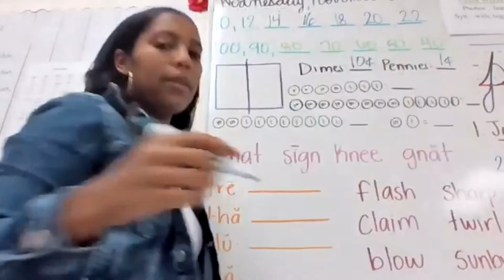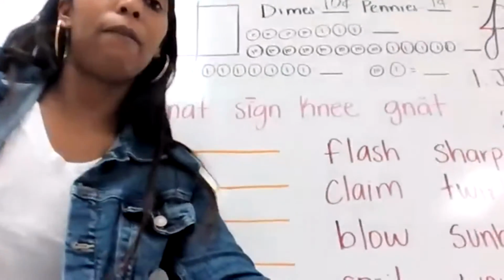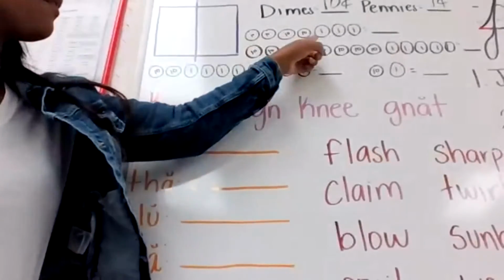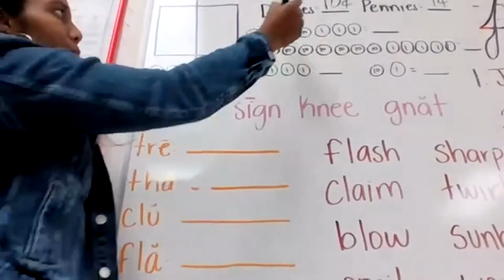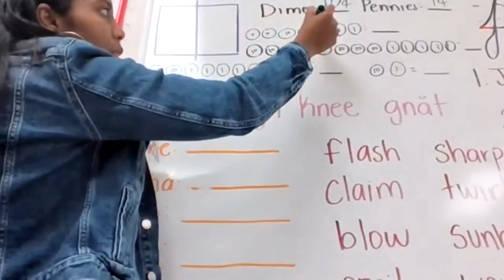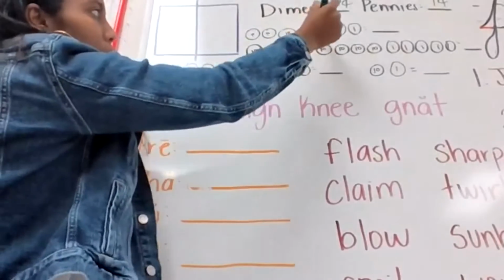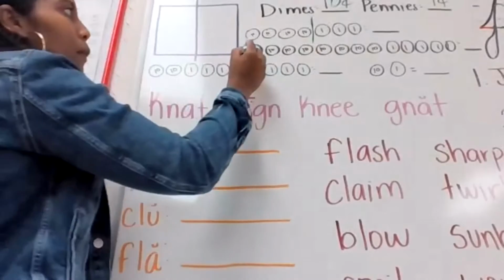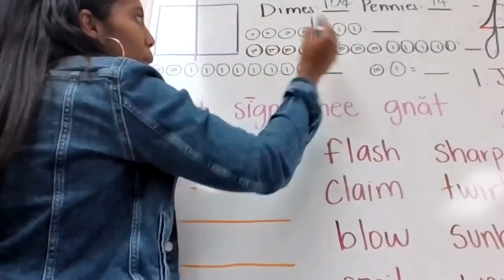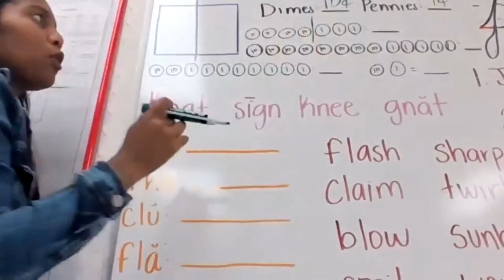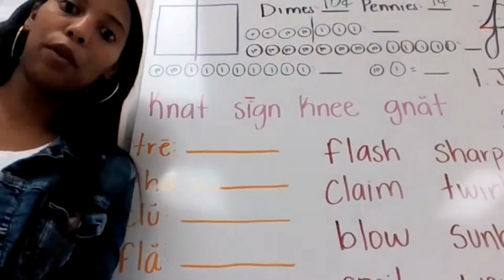So let's look at my first amount here. I have 4 dimes, as you can see, and 3 pennies. So I'm going to put a line to separate the two so that I know where the dimes end and where the pennies begin. So I have 4 dimes and 3 pennies. So the first thing I have to do is start. It's always easier if you start with your bigger number.